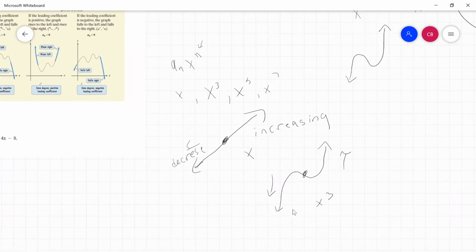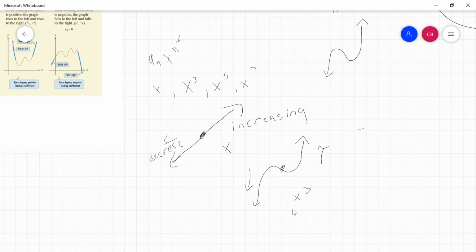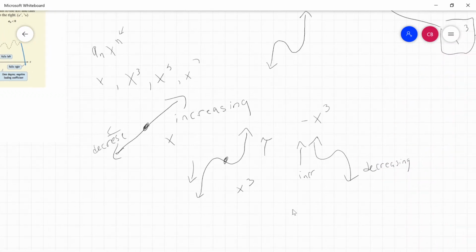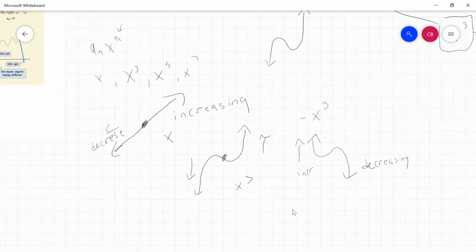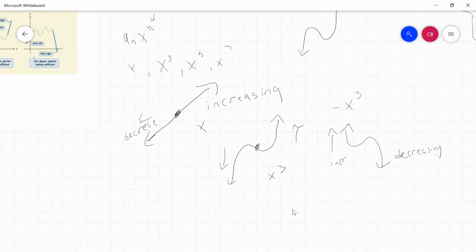Now, that changes if it's negative. If it's negative, then it is the opposite. It is increasing on the left, decreasing on the right. Sorry, I said that backwards. Okay, so that takes care of that. The negative just flips that order. Now, these are for n is odd.